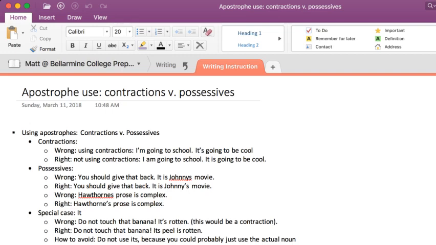So instead of saying I am, you say I'm. Instead of saying he has not, you say hasn't. That's a contraction. What's a possessive? Something that indicates, obviously, that something possesses another thing.